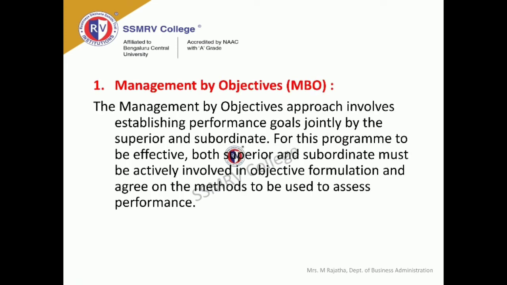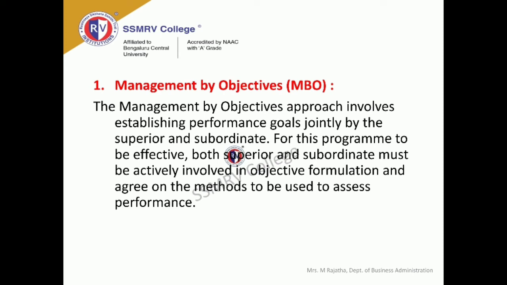The first modern method of performance appraisal is management by objectives. The MBO approach involves establishing performance goals jointly by the superior and subordinate. For this program to be effective, both superior and subordinate must be actively involved in objective formulation and agree on the methods to be used to assess performance.